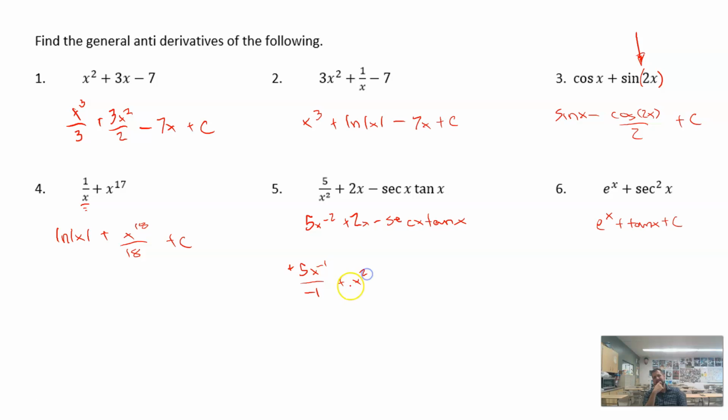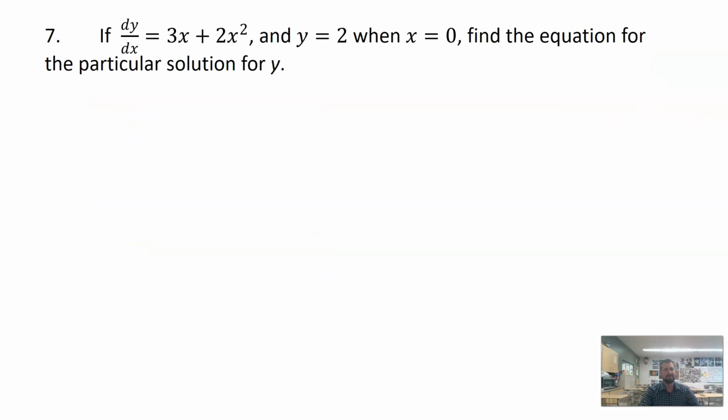And then the rest of the antiderivative is fairly straightforward. Secant x tangent x, what we took the derivative of to get that was just secant of x, and then we have our plus c on the end. So on number 5, you could write your answer like that if you wanted, or change it to negative 5 over x, that answer's fine too. Either way would be correct on this first term that we took the antiderivative of. But that one is a little bit trickier. Don't forget that if it's not just plain old x, you need to move it up to the top.